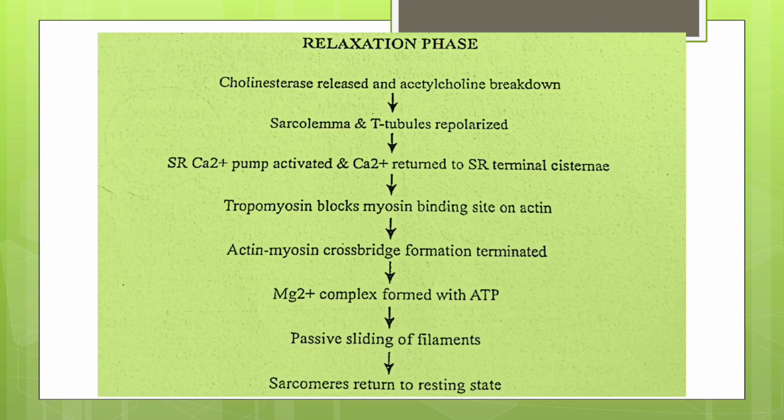Relaxation phase. During the relaxation phase of muscle contraction, cholinesterase is released, leading to the breakdown of acetylcholine. This causes the sarcolemma and T-tubules to repolarize. Subsequently, the sarcoplasmic reticulum activates its calcium pump, returning calcium ion to the sarcoplasmic reticulum terminal cisternae. As a result, tropomyosin blocks the myosin binding site on actin, terminating actin-myosin cross-bridge formation. Following this, a magnesium ion complex is formed with ATP, allowing the passive sliding of filaments. Ultimately, the sarcomeres return to their resting state, completing the relaxation process.